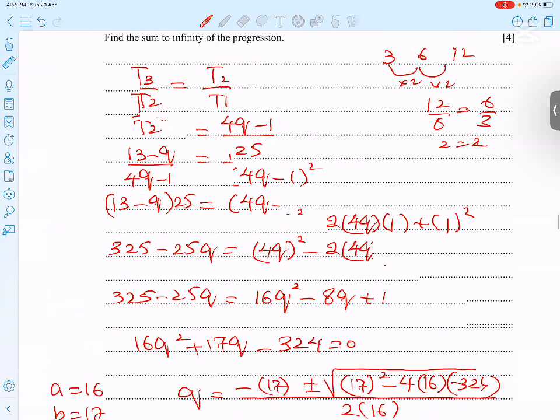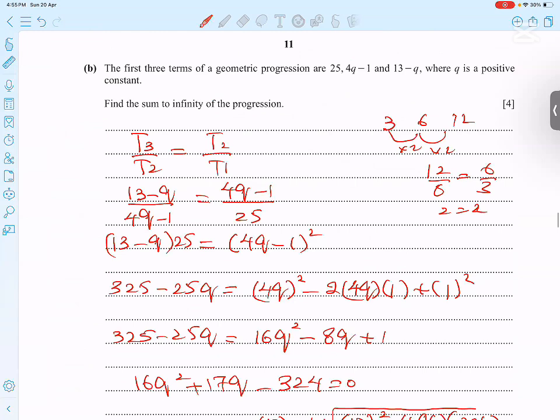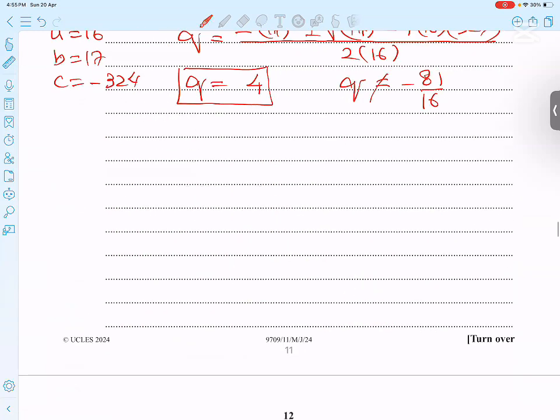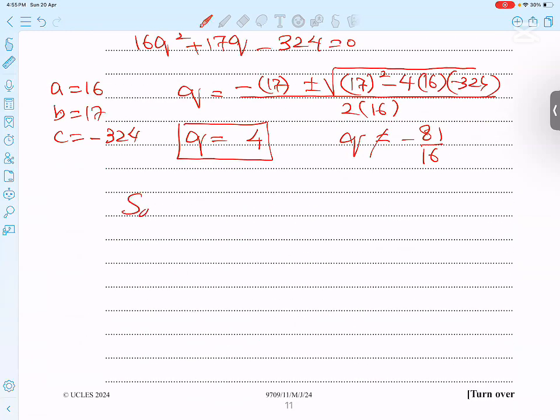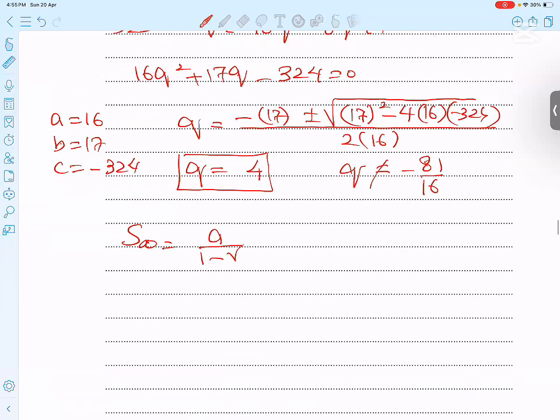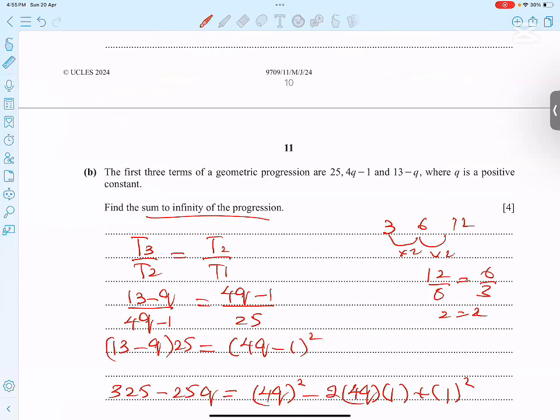And did he ask for q? No, he did not ask for it. It's the sum to infinity he is asking for. And what is the sum to infinity formula? Basically, a over 1 minus r. But first of all, what is a? First term is 25. What is the common ratio? So second term divided by first term or third term divided by second term.